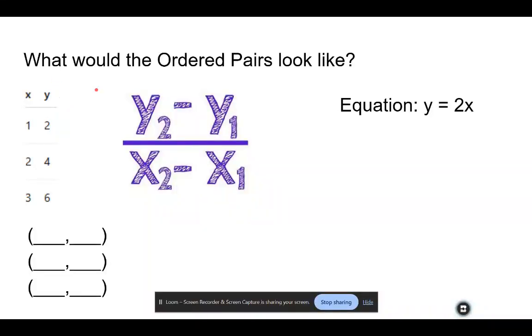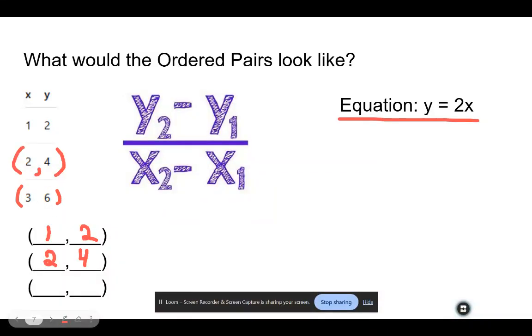All right, let's do another one. This time we're going to be looking at ordered pairs. We got our equation and we know what it looks like. What would our ordered pairs look like? I'm just taking the x and the y and putting them together, like we would normally see when we're plotting points. So my first ordered pair would be 1 and 2. My next would be 2 and 4. And my last would be 3 and 6.